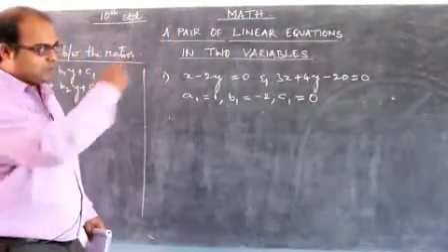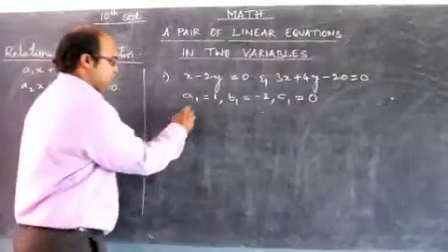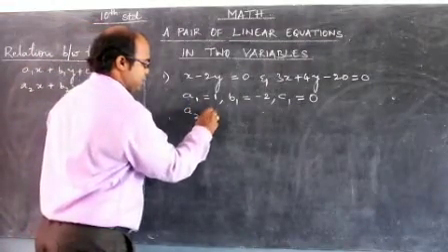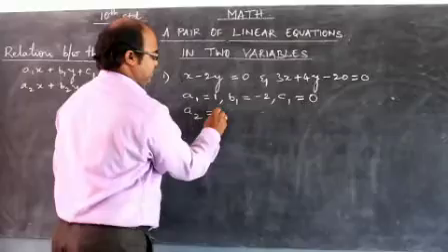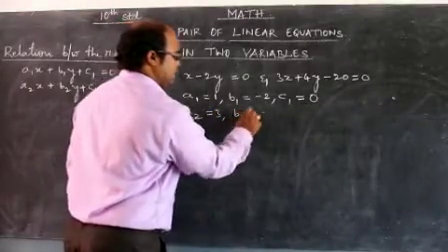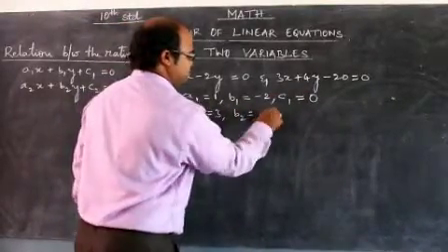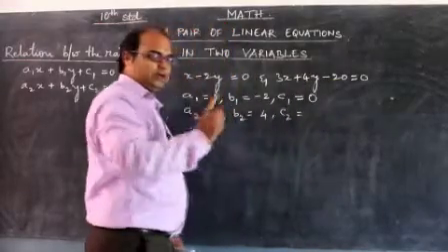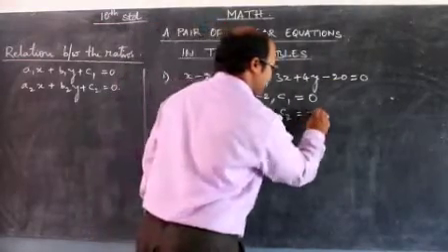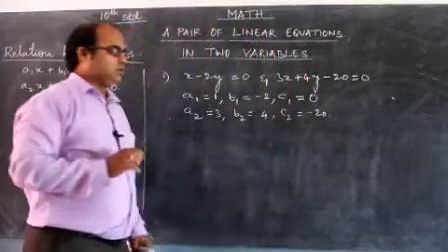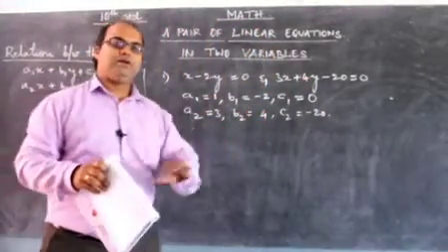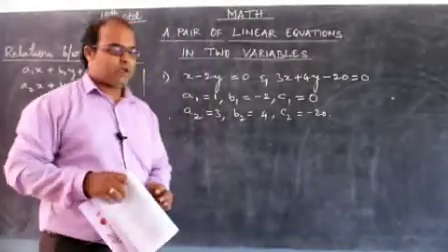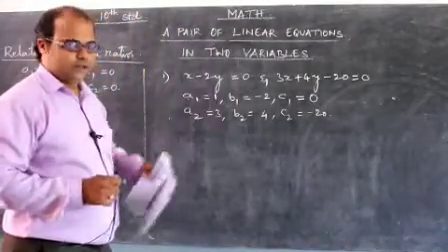Next, coming to the second equation, a2 value is equal to 3, b2 is equal to 4, c2 is equal to, minus sign is there, be careful, it is minus 20. So this part you have learned in the previous class. Now let us divide it.